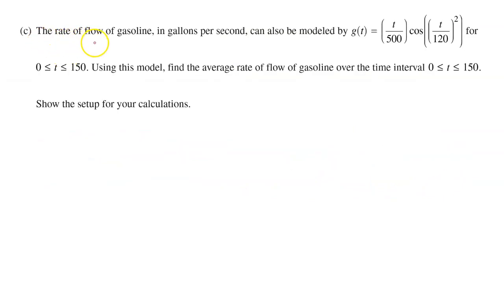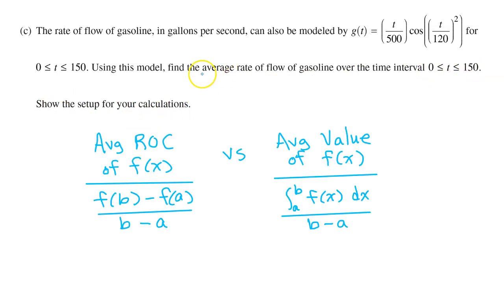Part C. The rate of flow of gasoline in gallons per second can also be modeled by g of t, which equals this. On the interval from 0 to 150, using this model, find the average rate of flow of gasoline over the time interval from 0 to 150. Show the setup for your calculations. I see the word average right here, but we have learned about 2 different concepts that involve the word average. Average rate of change of f of x, which is given by this formula, and the average value of f of x, which is given by this formula.